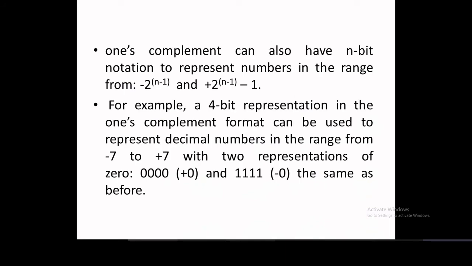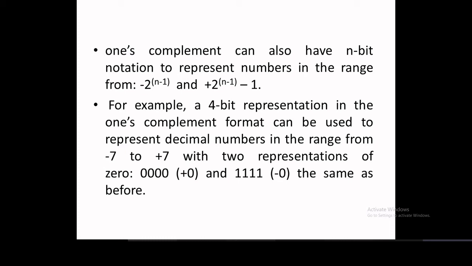Ones complement can also have the n-bit notation to represent numbers in the range of minus 2 raised to n minus 1 to plus 2 raised to n minus 1 minus 1. For example, if we represent our number in 4-bit ones complement format, it can be represented in a decimal range the same as minus 7 to plus 7, as I have discussed in the first type.